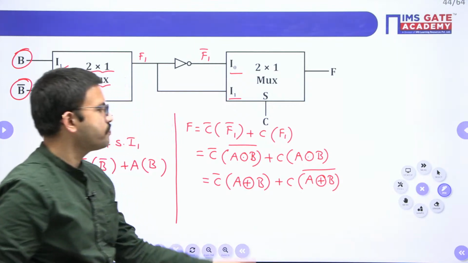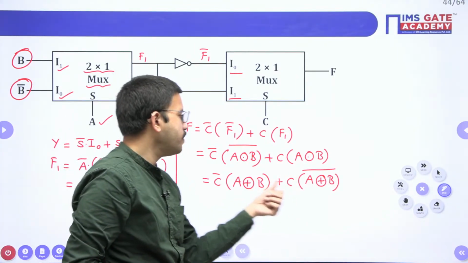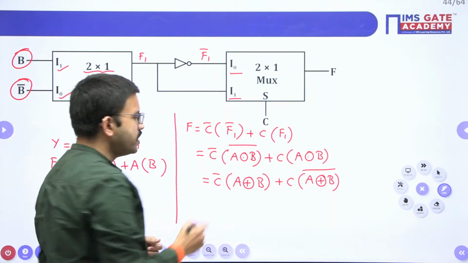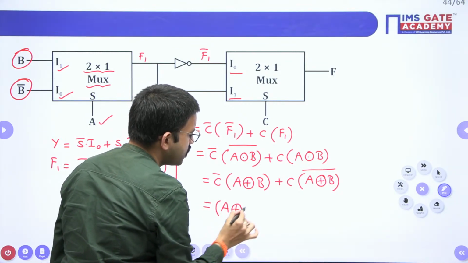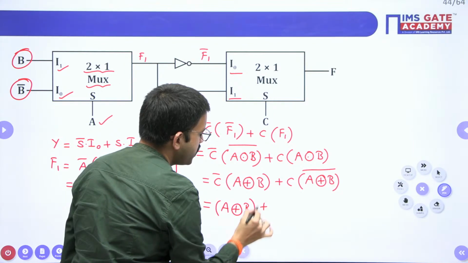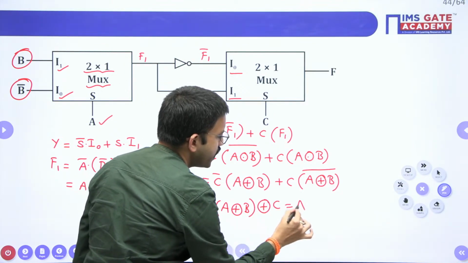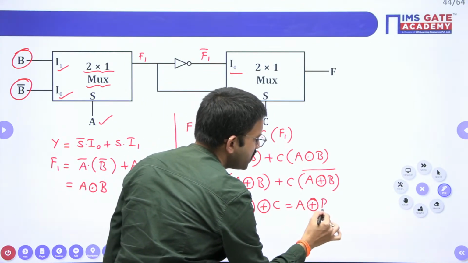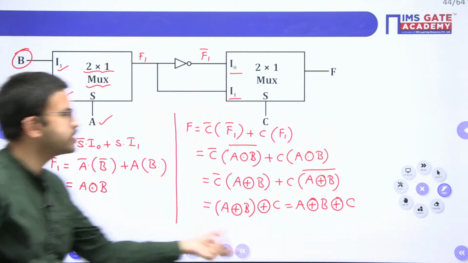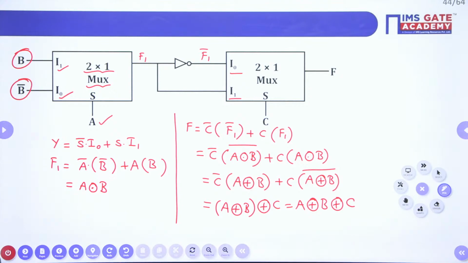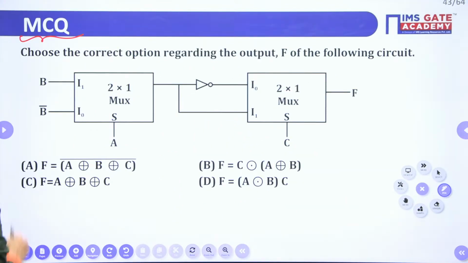Now just observe, X bar Y plus XY bar is nothing but what? X exclusive OR Y, where X is nothing but A XOR B and Y is nothing but C. So this one we can write as A XOR B XOR C. In the last class also we have discussed this particular kind of expression, right? Yes. So the correct answer for this question is option C, A XOR B XOR C.